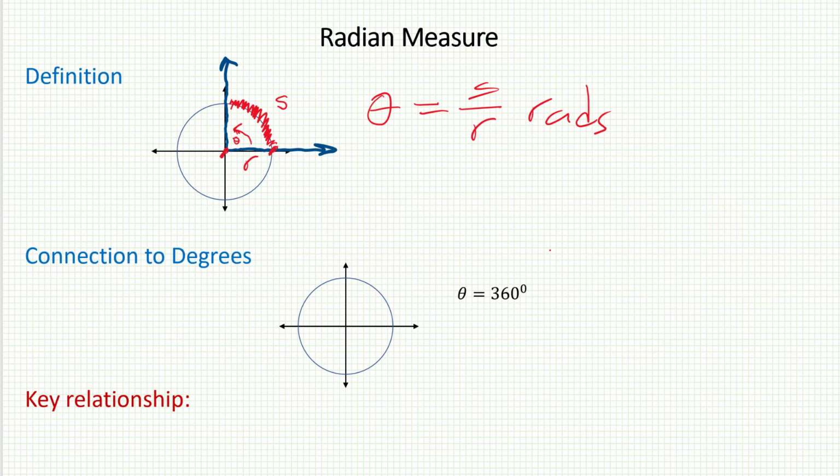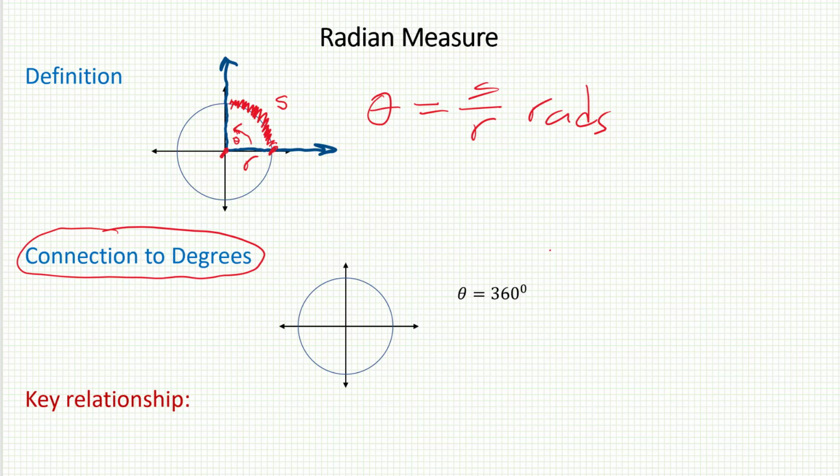You say, well, that's nice, but how in the world am I going to find the length of this curved side? And that's exactly the difficulty, which is why what we really need to do is find a connection to degrees. If we can link somehow this radian definition to what we already know about degrees, we'll be able to understand radian measure a lot better.